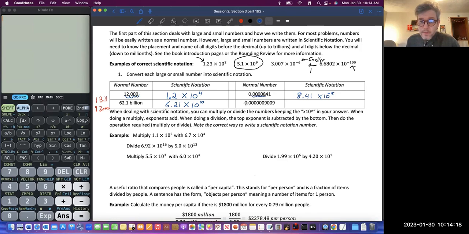This one's going to be similar. Okay. What am I going to end up with? 9.009 times 10. Okay, I have to count how many zeros am I dealing with? 1, 2, 3, 4, 5, 6, 7. So I think this would be to the negative 7th.